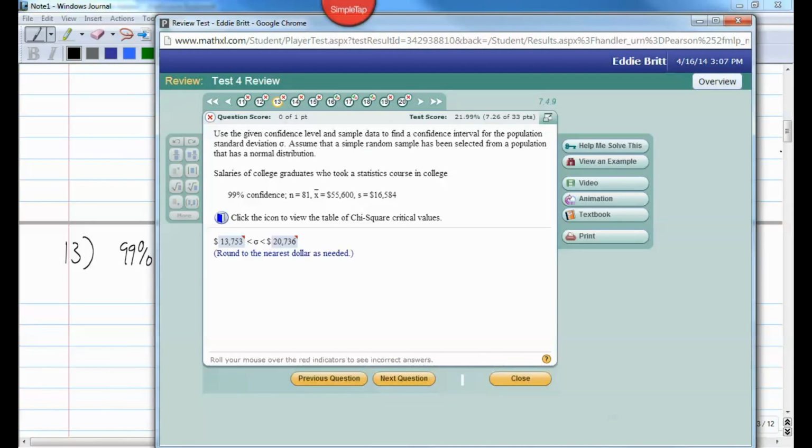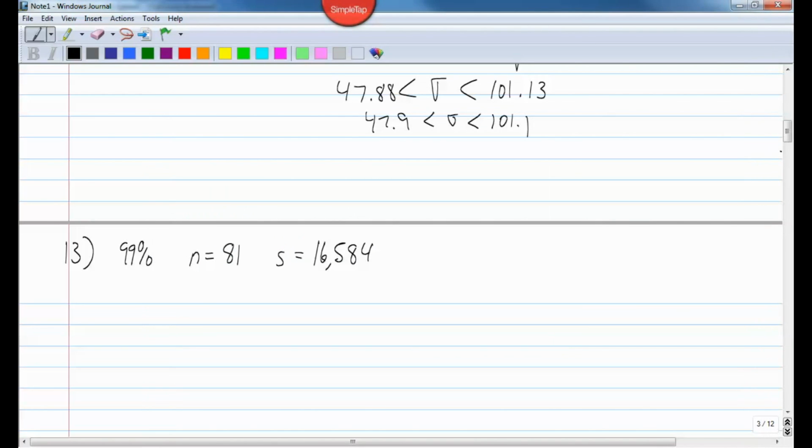So the next thing that we need to do is find the critical values. I need to find my left critical value and my right critical value. Let's see if we can do it this time without drawing a picture and maybe just visualize it.